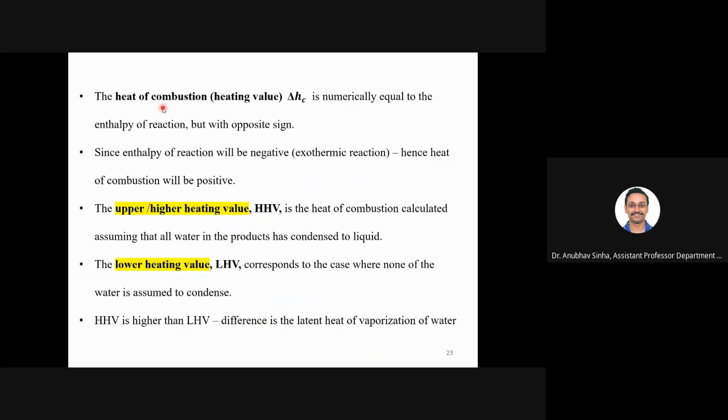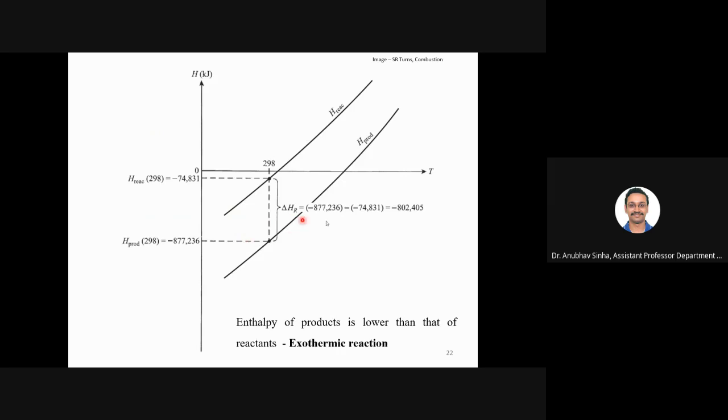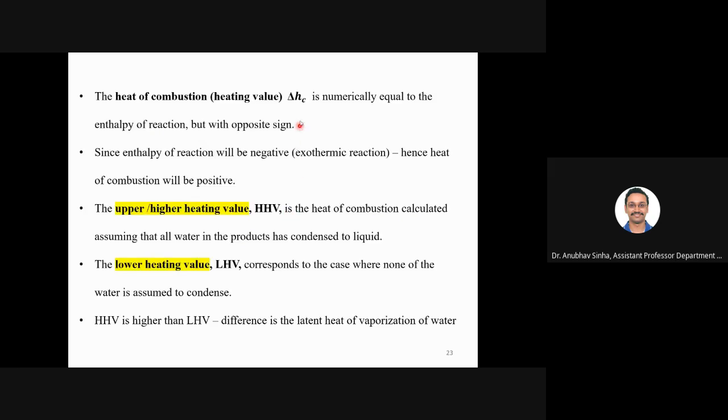So basically the heat of combustion, delta Hc, will be numerically equal to the enthalpy of reaction, but with opposite sign. Okay, so the enthalpy of reaction is negative. It is minus 802, right? But when you say heat of reaction, how much heat is produced? Then I give the same number but positive. I'll say that this many kilojoules of heat is released. So this delta Hc is a positive value, opposite sign, because the enthalpy of reaction is negative. You have seen that in the last slide, right?